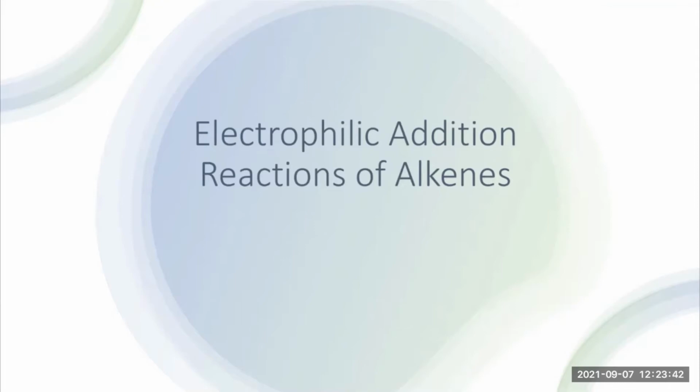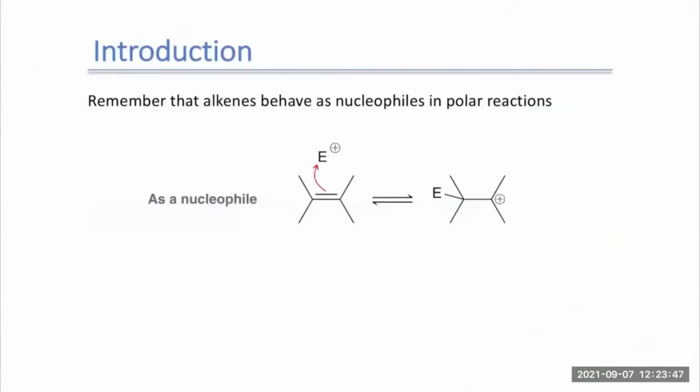In this video, we'll learn about electrophilic addition reactions of alkenes. If we think about our reactions with alkenes, remember alkenes behave as nucleophiles in a polar reaction. So the alkene will have its electron-rich double bond come and attack an electrophile. And so that electrophile, when it attacks, gets added to the double bond. And so this is the essence behind electrophilic additions. We're adding an electrophile to our double bond.